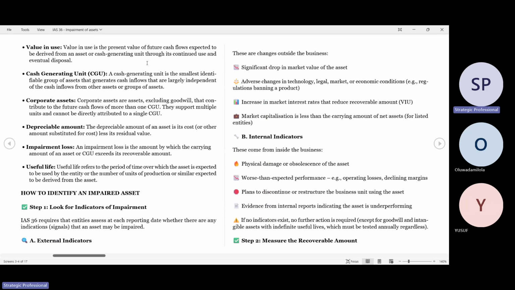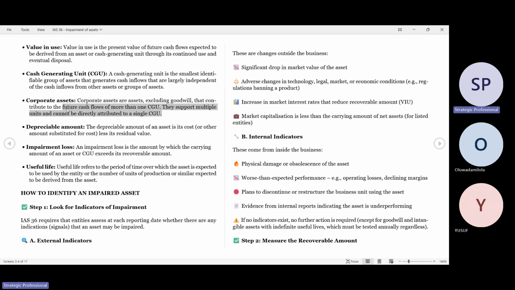Then now, the cash generating unit. I will explain this in a subsequent subheading because it is a separate subtopic. But what do corporate assets mean? Corporate assets are assets, excluding goodwill, that contribute to the future cash flow of more than one CGU. They support multiple units and cannot be attributed to a single cash generating unit.